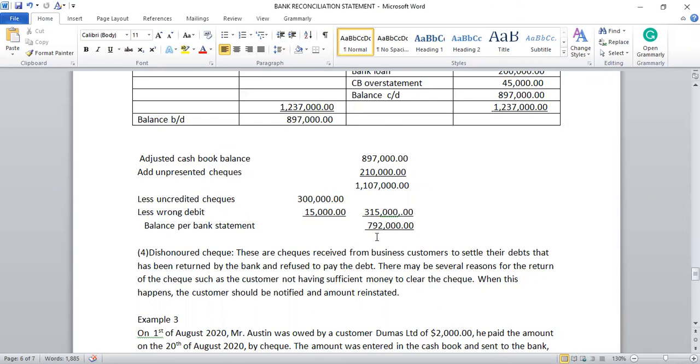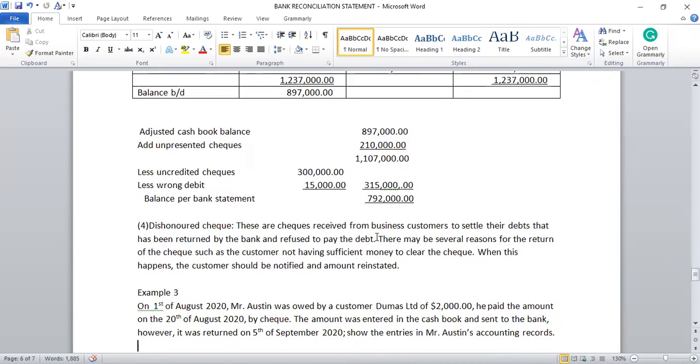Okay, now we are going on to our next subject. Our next subject is dishonored checks. What is the meaning of a dishonored check? Dishonored checks are checks received from business customers to settle their debt that have been returned by the bank, which refused to pay the debt.